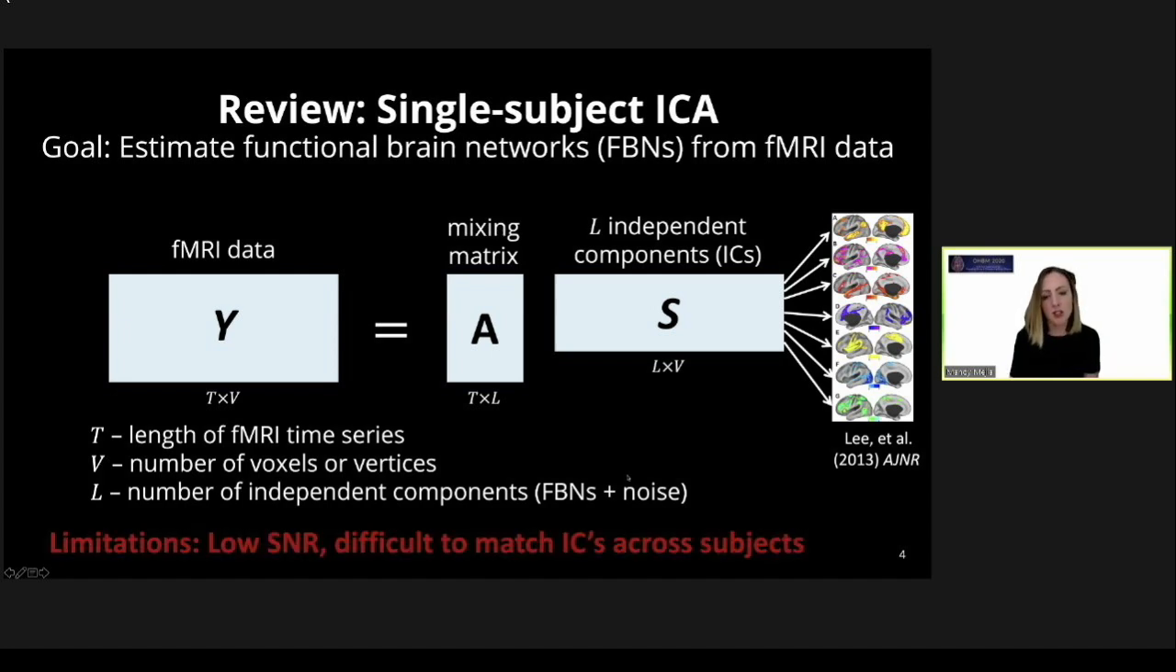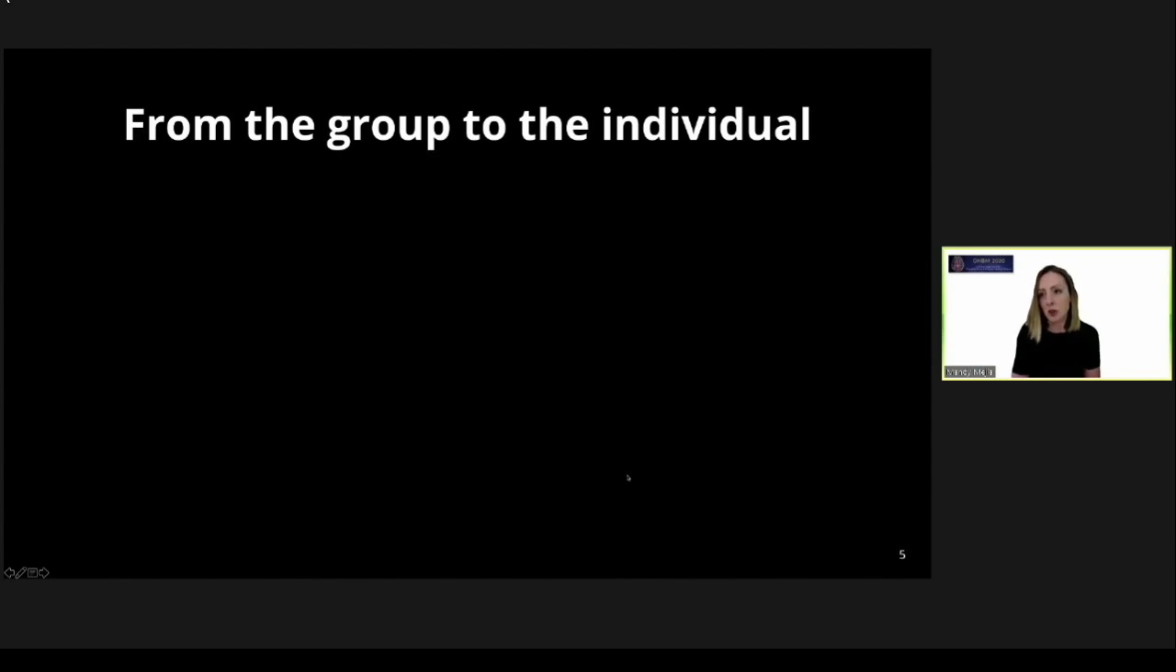The limitations of single subject ICA are pretty well recognized, and these include low signal to noise ratio in most single subject fMRI data sets, resulting in noisy estimates of the independent components in S. It's also difficult, if not impossible, to match independent components across subjects or studies. And so what we typically do is start with the group and then go to the individual.